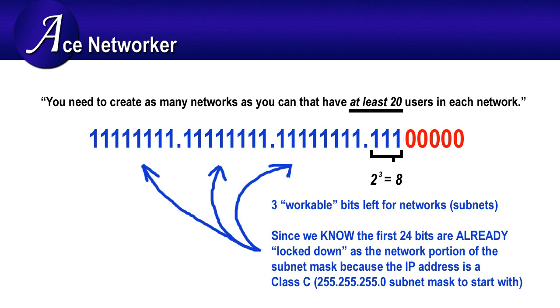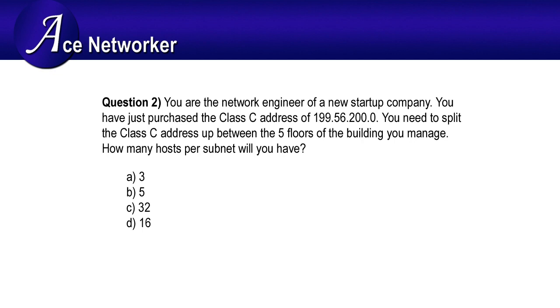Here, however, is what a similar question might look like on a test. You might get a question like this. You are the network engineer of a new startup company. You have just purchased the Class C address of 199.56.200.0. You need to split this Class C address up between the 5 floors of the building you manage. How many hosts per subnet will you have? 3, 5, 32, or 16?